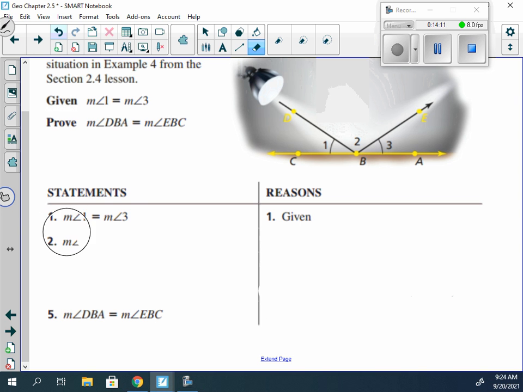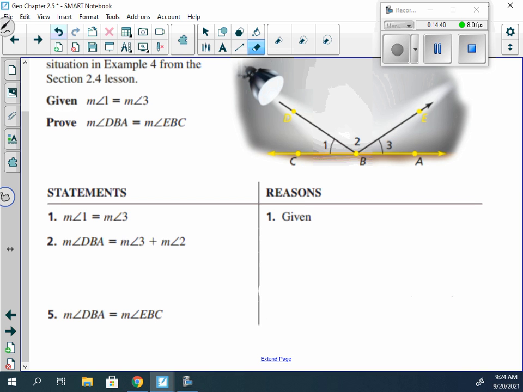So our second statement is just defining one of these two angles, DBA, is equal to the measure of angle 3 plus the measure of angle 2. Because I needed to find one of the angles one way or the other. Now, did I have to use DBA? Well, no, I could have used EBC. We could have used either one first.